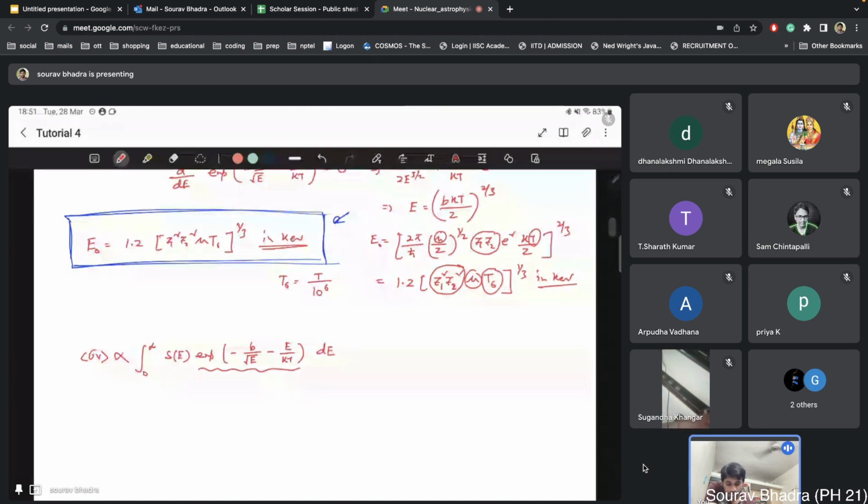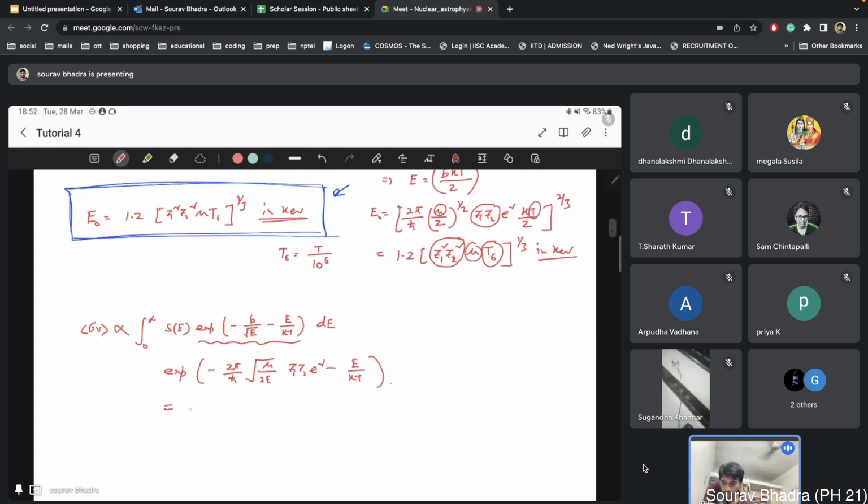As I was saying, exponential of minus b by root E minus E by kT is the term which can be written as exponential of minus, first I will write b to get a better understanding, 2 pi square Z1 Z2 e square, minus E by kT. I have just put the value of b, and it can be written like this. I will not do that derivation, it is a very lengthy calculation. It can be written as exponential of minus E0 square by delta by 2 square. It is an approximation, so I should not give the equals sign.